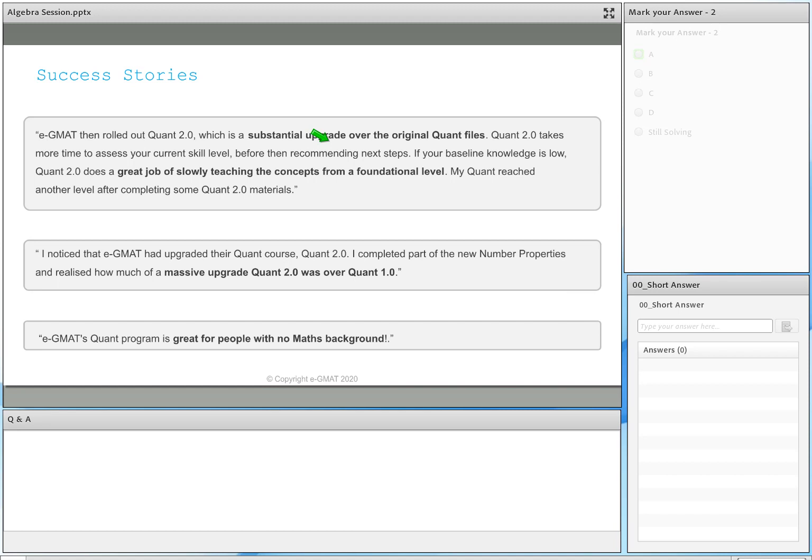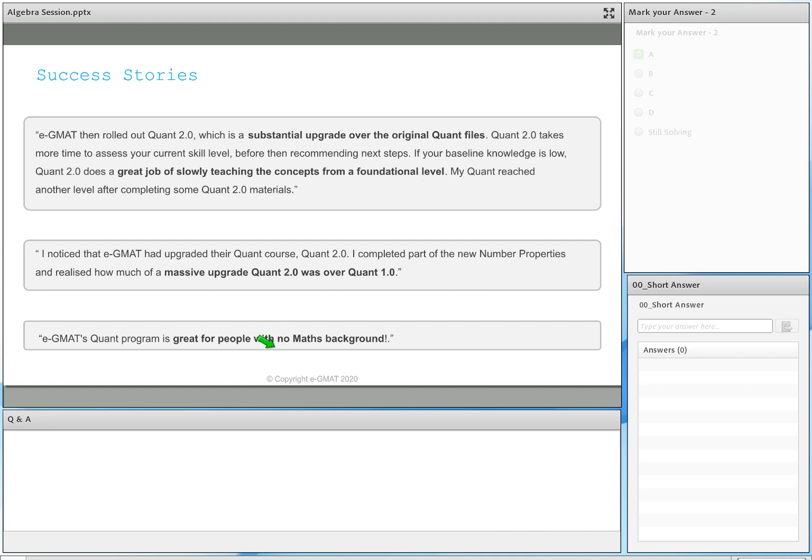This is from students. It says Quant 2.0 does a great job of slowly teaching the concepts from a foundational level. So even if you're someone who has no background with math, or it's been years and years since you did math last time, you still don't have anything to worry.